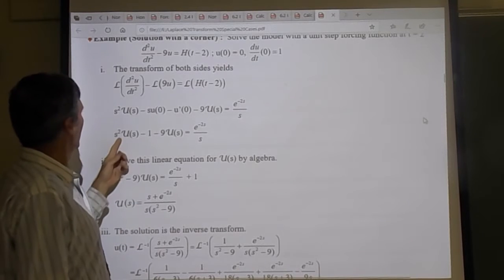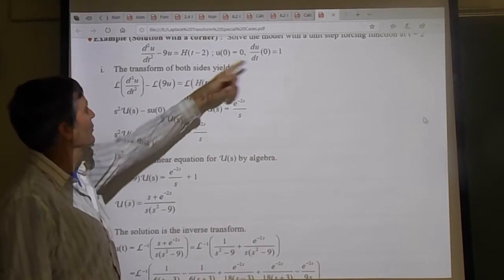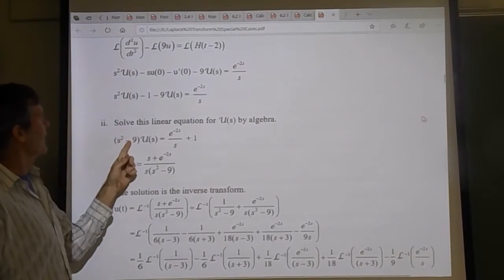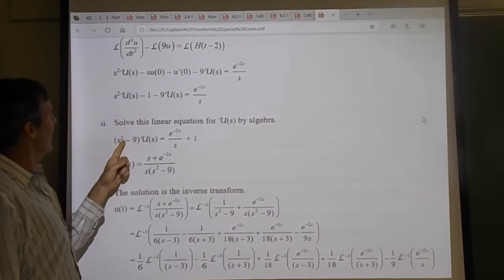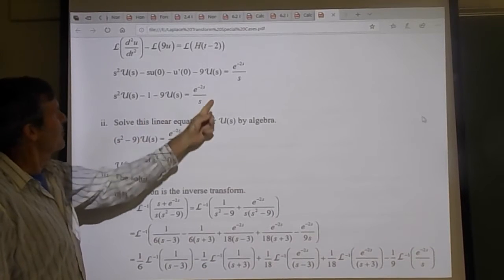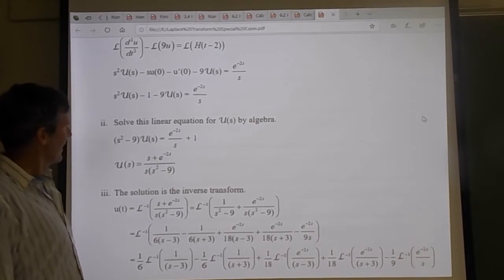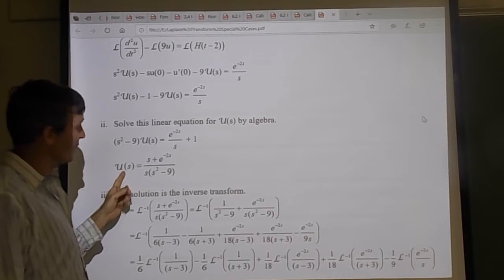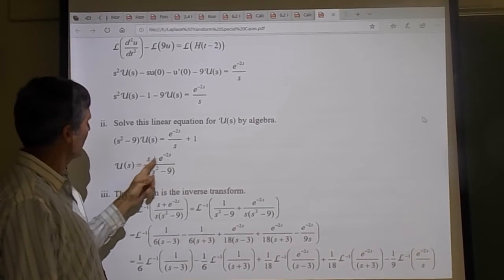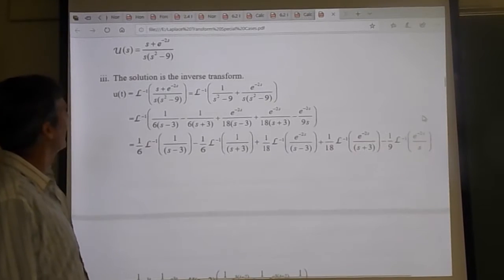This can be solved in the usual manner. Now we put in the initial conditions, 1 for this one and 0 for the other one. And then we solve by algebra. For U of s, we get s squared minus 9 multiplying U of s, and everything else we add over to the right, e to the minus 2s over s plus 1. And so U of s, the transform of the solution, is by dividing through by this, s plus e to the minus 2s over s times s squared minus 9.